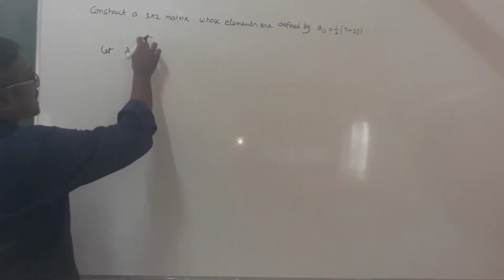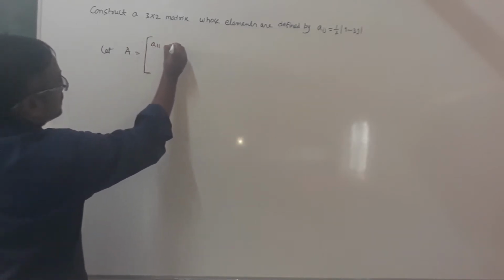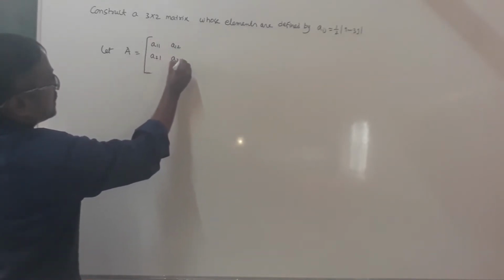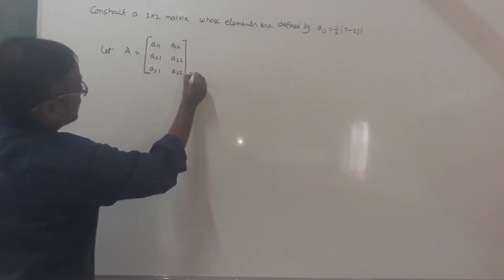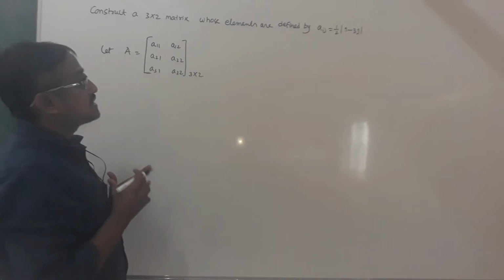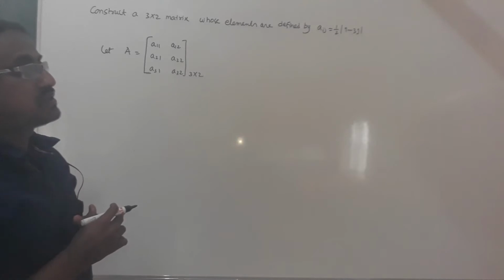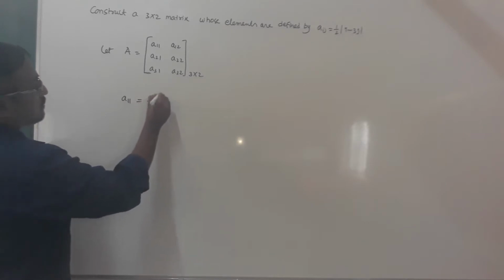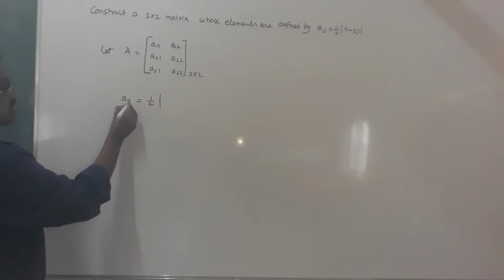So let us construct a matrix with the elements. A11, A12, it has only 2 columns. A21, A22, A31, A32. Now it is a matrix of order 3 by 2. It has 3 rows and 2 columns. Now the elements of this matrix are defined by Aij = 1/2 |i − 3j|. So A11 is equal to 1/2 times mod. What is i? 1. j is also 1.